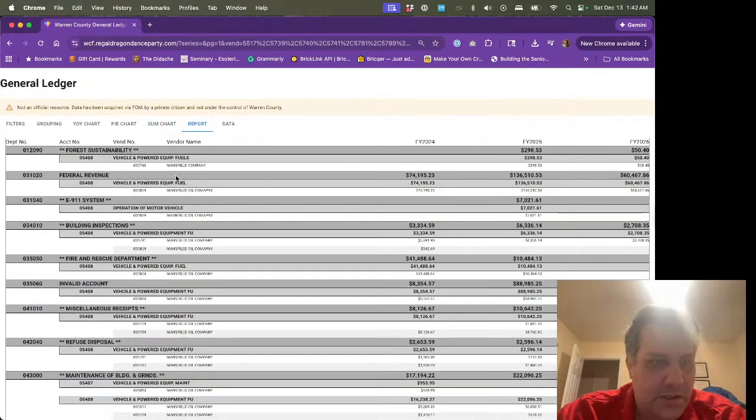So here we go. So these are departments. So he's Mansfield. So they're using a separate company. They're using a separate company. Okay, so Federal Revenue and E911 are using the same company. Here we go. Building inspections used 2 companies, the 5741 and 5869. It's the same company. It doesn't make sense why this is happening.